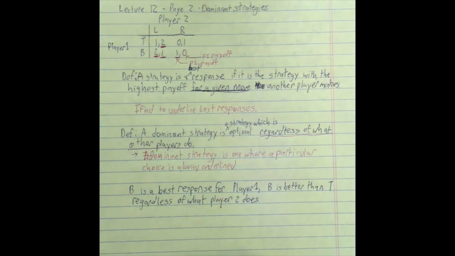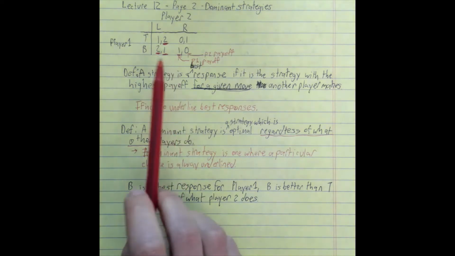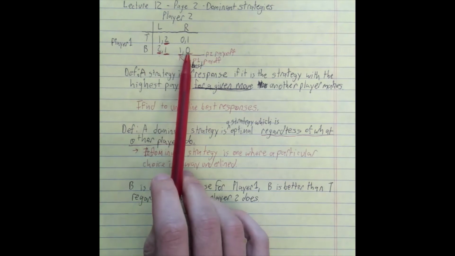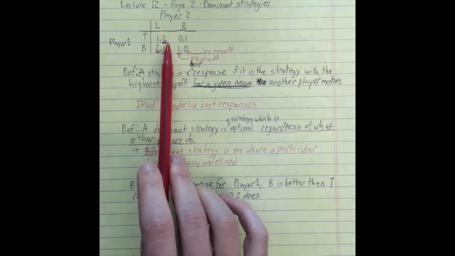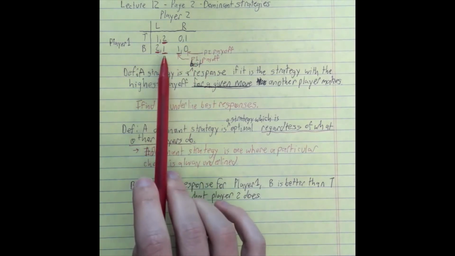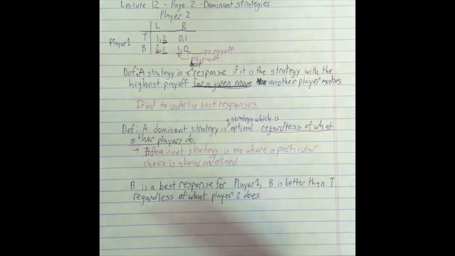Does player two have a dominant strategy? The answer here is yes. Left is always better than right. If player one plays top, left is better than right. If player one plays bottom, left is better than right. Left is always underlined, it's always the best response, so this is a dominant strategy.